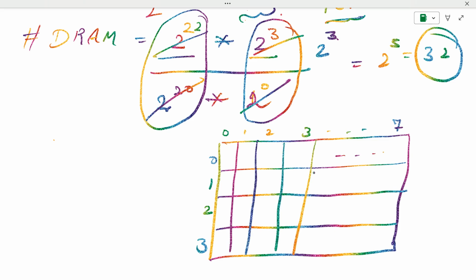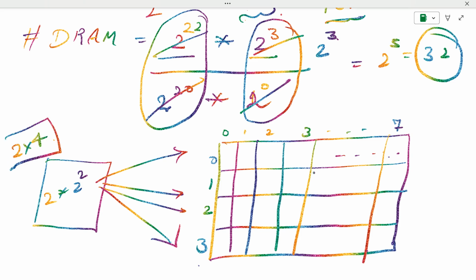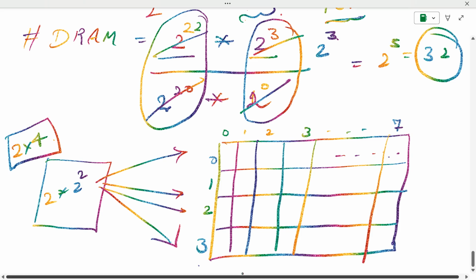right? So there are 7 bits each row. Sorry, not 7. There are altogether 8 bits each row would be holding, and altogether there will be 4 rows. And to address these 4 rows, we have a 2 into 2 to the power 2 decoder, right? So the decoder size will be 2 into 4 decoder is required, and memory would be organized like this.